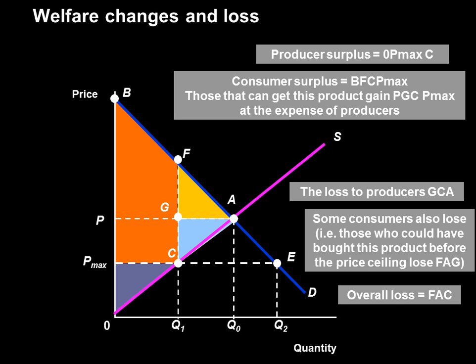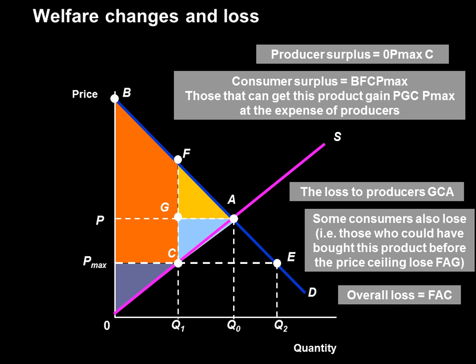So what's happened to the rest of the producer surplus that existed when we didn't have this interference in the marketplace? Well, consumers have got a surplus still. Those who can actually buy this particular product, rented accommodation, they can buy OQ1, and clearly there are some willing to pay a price up to F on the demand line.